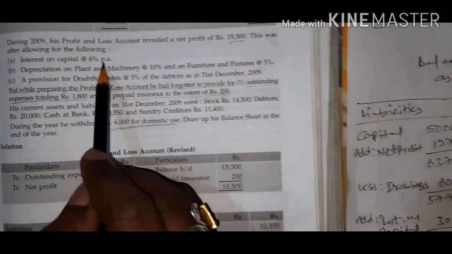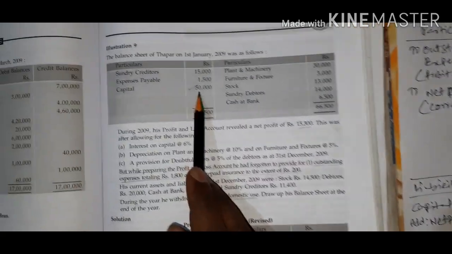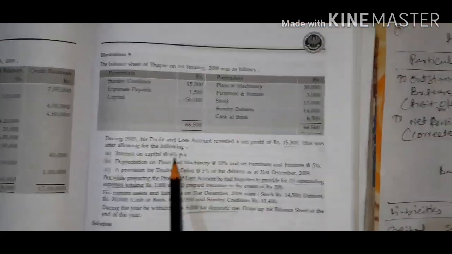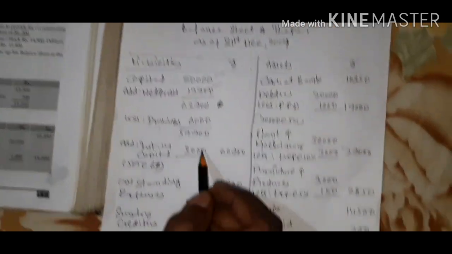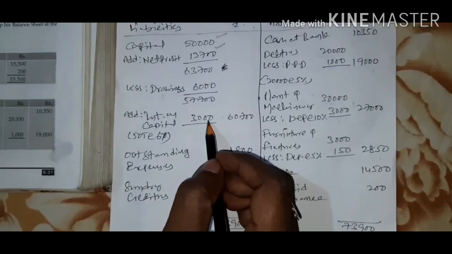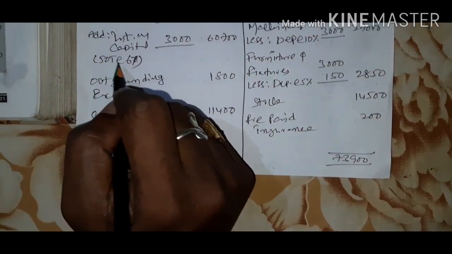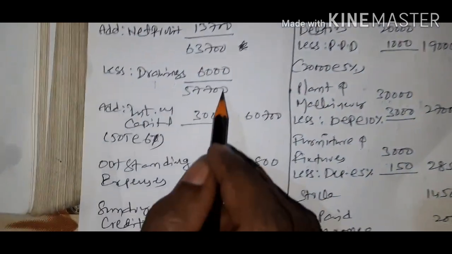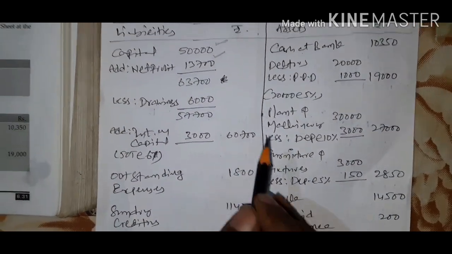Then we are given, friends, interest on capital at the rate of 6% per annum. Interest is calculated on the opening balance, if no other information is given. That is 50,000 at the rate of 6%, that is 3,000 will be added. Since such interest on capital is going to increase the capital balance, interest on capital on 50,000 at the rate of 6% will be added. Then it will become total capital balance 60,700, friends.